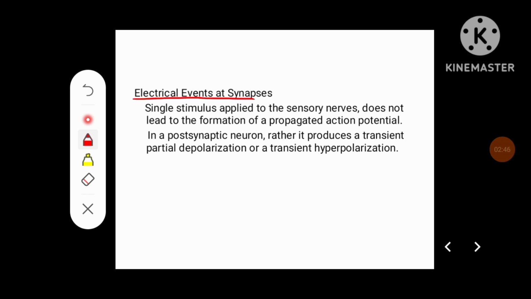Electrical events that occur at synapses. A single stimulus applied to the sensory nerves does not lead to the formation of a propagated action potential in the postsynaptic neuron. Rather, it produces transient partial depolarization or transient hyperpolarization, which is called EPSP or IPSP, whether they are excitatory or inhibitory.